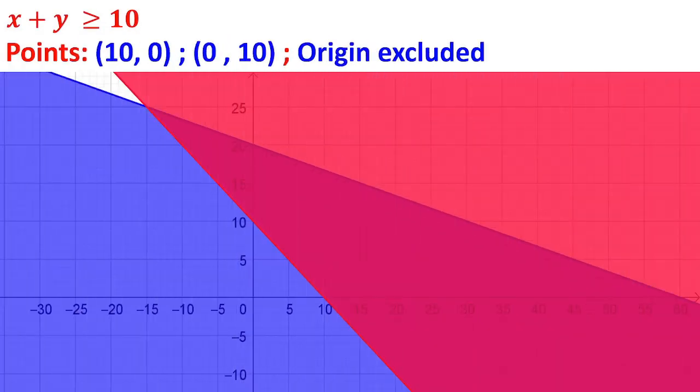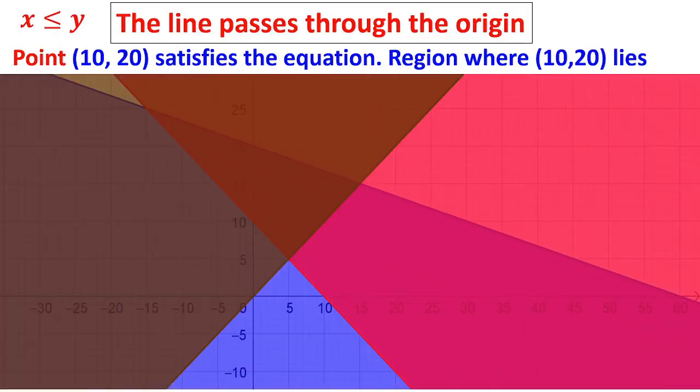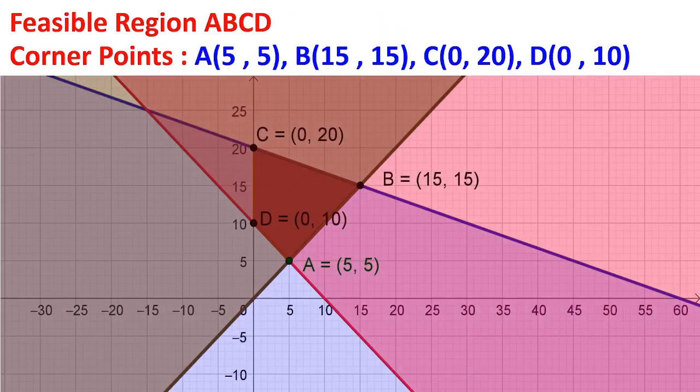Let us go to the second one. Origin excluded. Therefore, it goes up. Be careful. It goes up, excluding the origin. The third one, the line passes through the origin, and where 10 comma 20 lies, that region is taken now. Now this is the feasible region. You are getting a quadrilateral A, B, C, D. That is the feasible region, and I have shown you the points of intersection also.